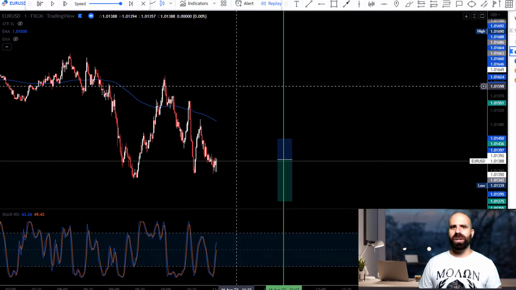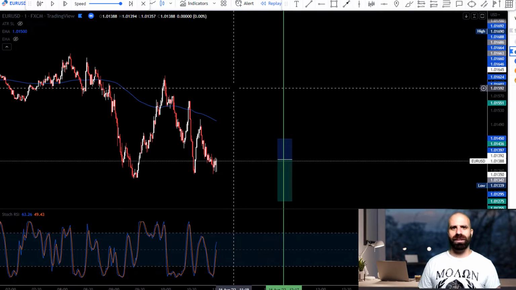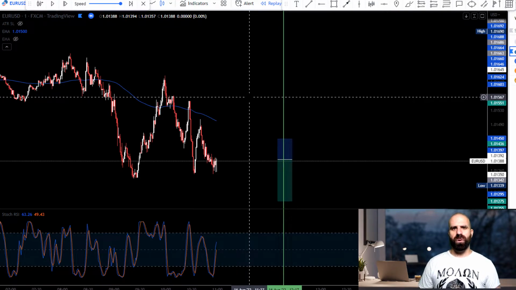Today I'm going to show you yet another profitable scalping strategy. All you need to do is follow the following steps.